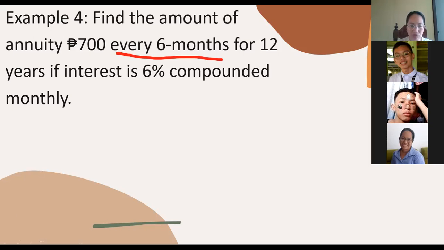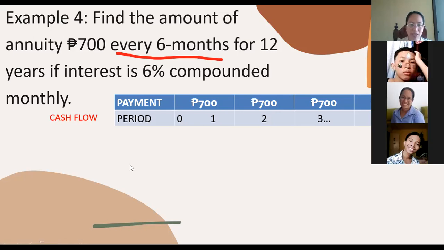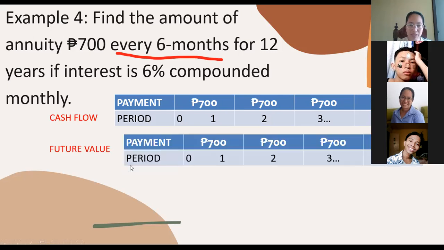So if we will try to illustrate this using a diagram, so maging ganyan po siya, 700, and then yung period natin, up to 12 years. Ano po? So since yung 12 years, mahati siya sa dalawa kasi every 6 months, a total of 24 payments ang gagawin nyo. Kaya kung mapapansin nyo, sa dulo, 24 na siya and not 12. Nakuha po yun? Opo. Yan. And using the diagram, ito po yung maging basis natin.